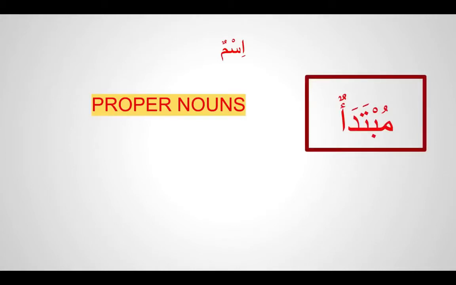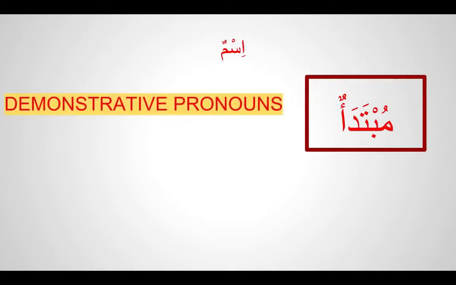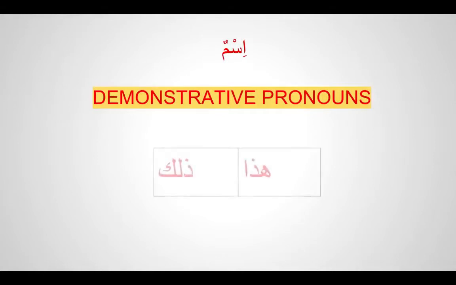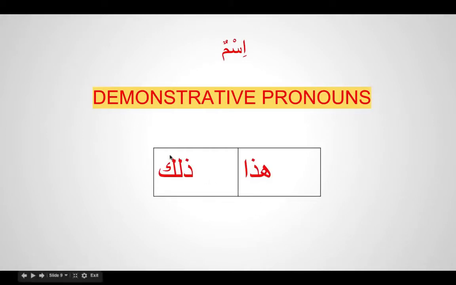So what are the other ways that can be a mubtada in a sentence? The other words that can come as a mubtada in a sentence, which we're going to learn today, are demonstrative pronouns. So what are these demonstrative pronouns? These are the two words which we'll be learning in these classes. One is called HADHA and the other is called dhalika.